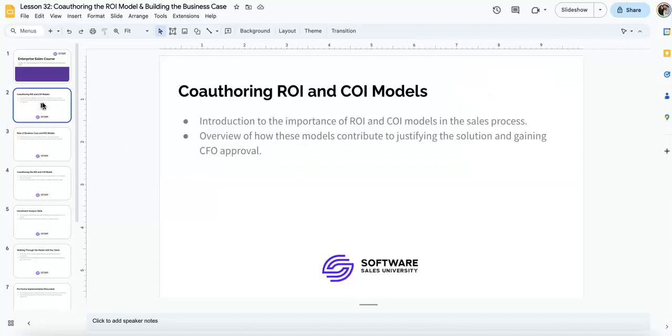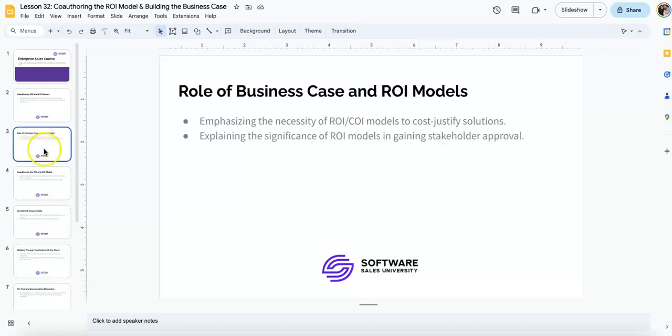The enterprise account executive is going to help to co-author an ROI or a COI model. And this is going to help to justify the cost of the solution to the CFO, showing the benefit of implementing a solution like ours, and also the cost that they're incurring to drive change. So the role of the business case is, of course, to cost justify solutions, as well as to gain stakeholder approval and make sure that this is something that they can obviously afford, and this is something that's going to generate a return.